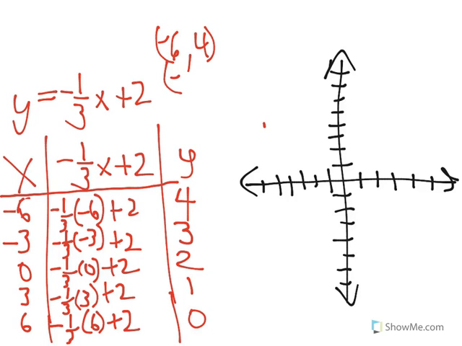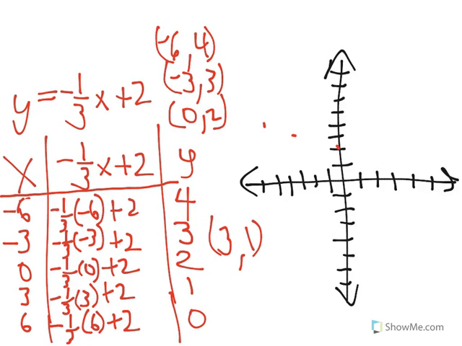The next point is going to be negative 3, 3. So negative 3, 1, 2, 3, and then 1, 2, 3 like that. And that's going to be 0 and 2. It's going to go right there. Then we have 3 and 1, and then 6 and 0.